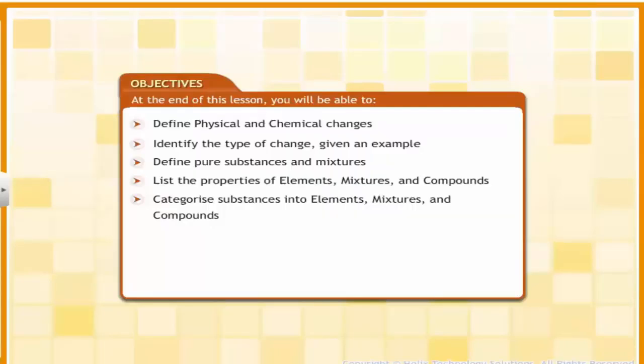In this lesson, you will learn about elements, mixtures, and compounds. At the end of this lesson, you will be able to define physical and chemical changes, identify the types of change, given an example, define pure substances and mixtures, list the properties of elements, mixtures, and compounds, and categorize substances into elements, mixtures, and compounds.